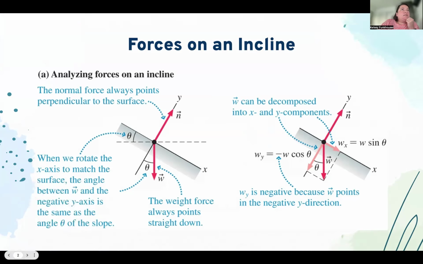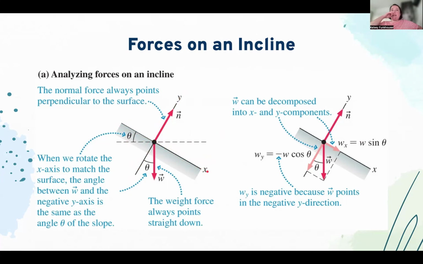So, when we have forces on an incline, there's some important things to think about, but one big thing is that we are going to want to tilt our axes for our free body diagram. So normally we have it just horizontal and vertical, but we're going to want to tip it so that the vertical component is perpendicular to the incline, and then the horizontal component is along the incline. So that's what's happening here. If you just look, we have the y-axis perpendicular to the incline and the x-axis along the incline.